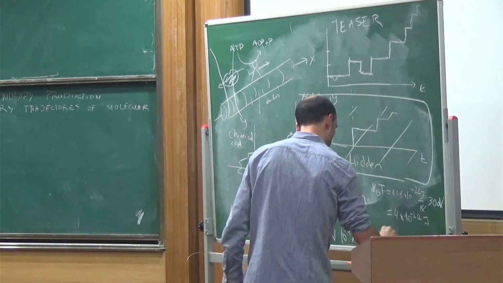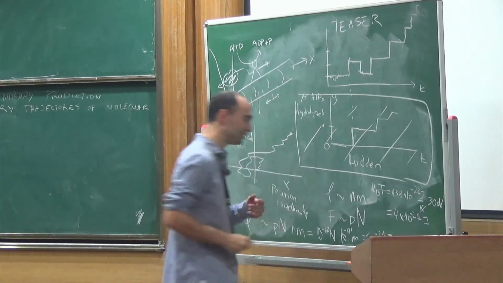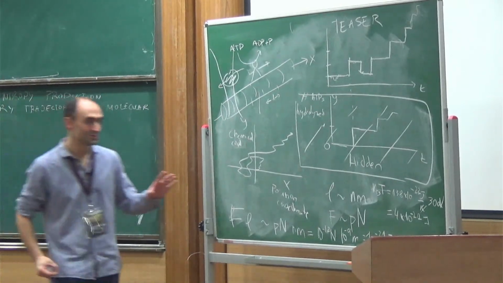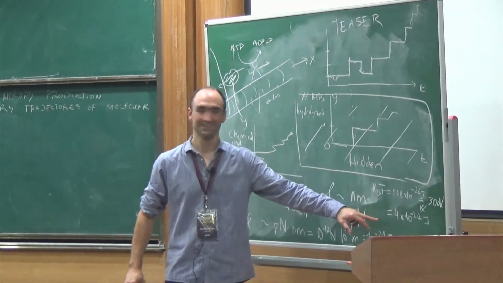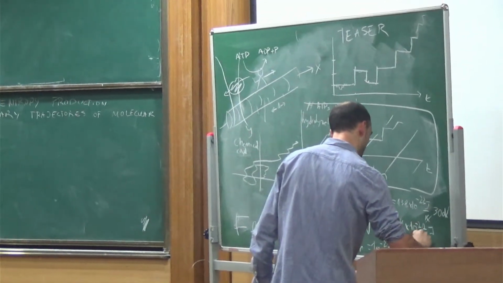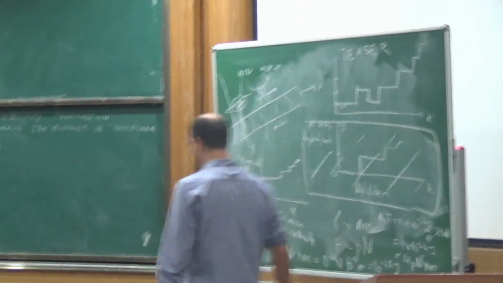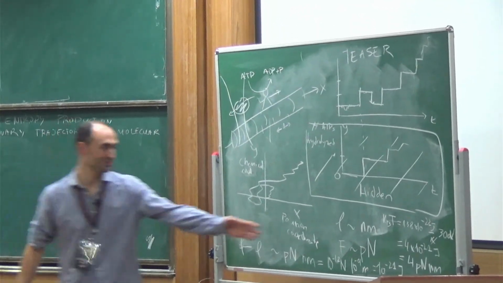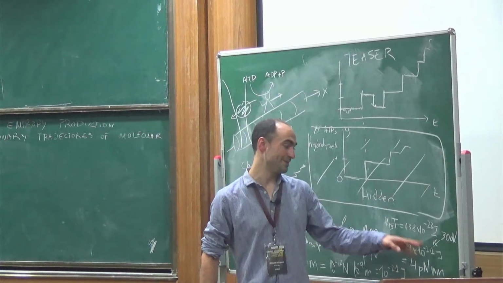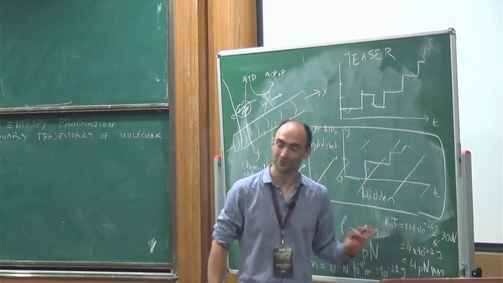This is the typical energy needed by a motor to do a step, and you see it is comparable to kBT. kBT is 4 piconewton nanometers. So if you want to remember the value of kBT at room temperature, the best is to use these units. You will always remember this, while you will hardly remember the other one. But this is 4 piconewton nanometers.